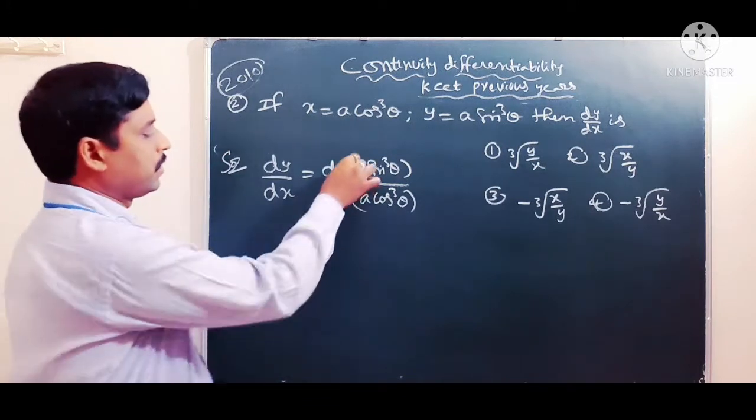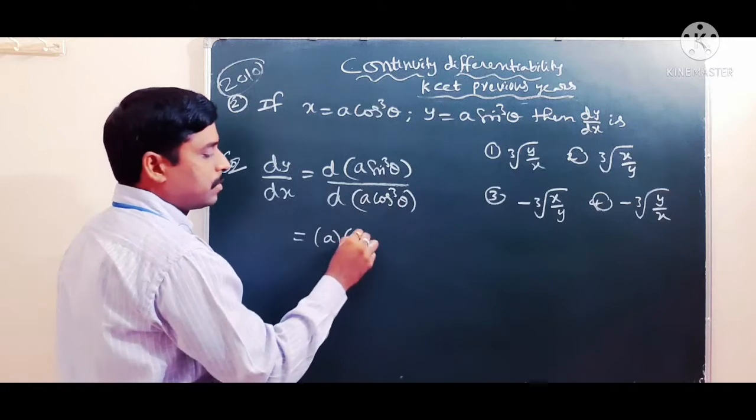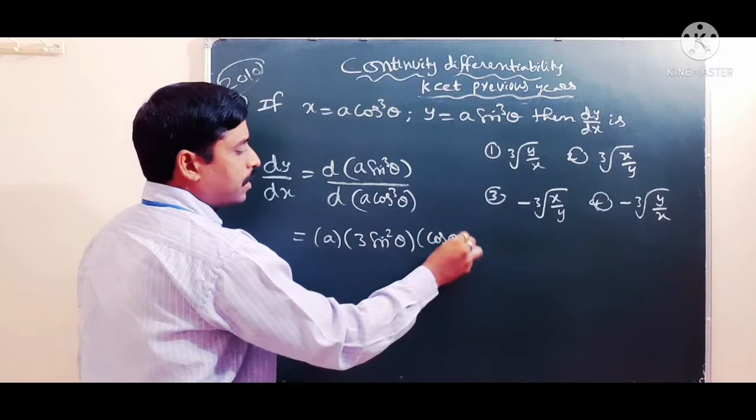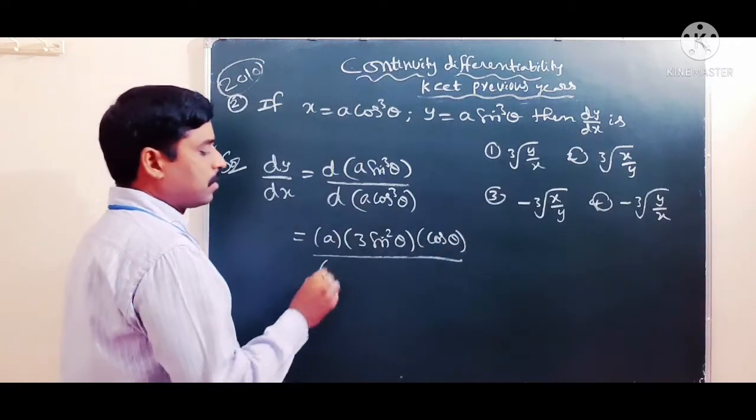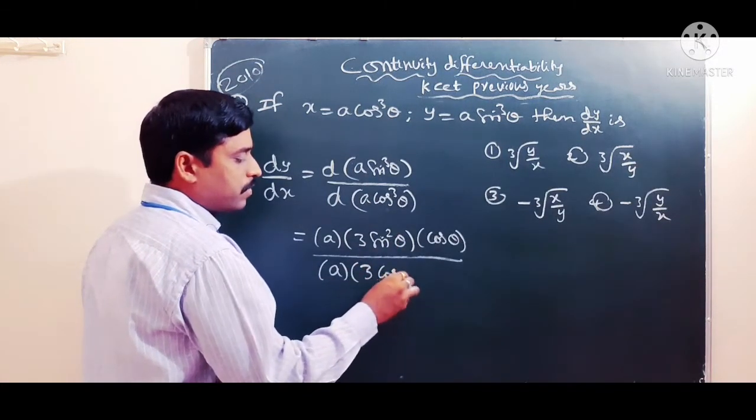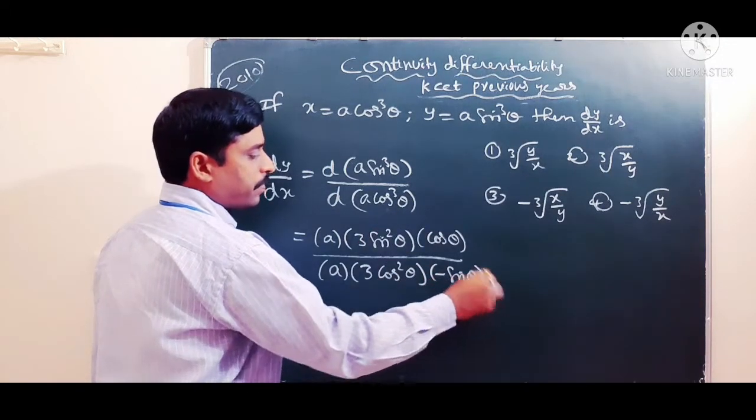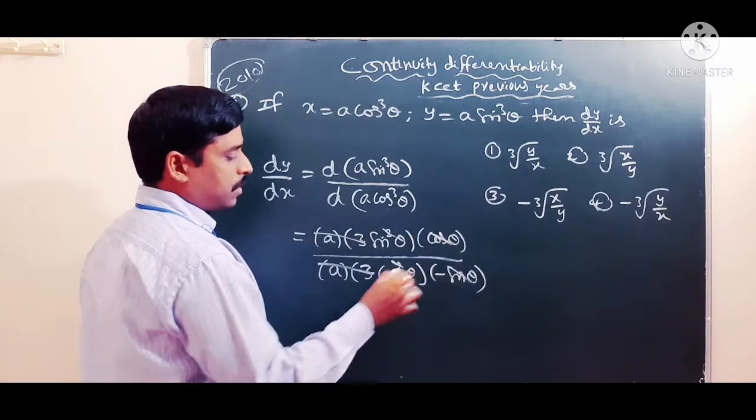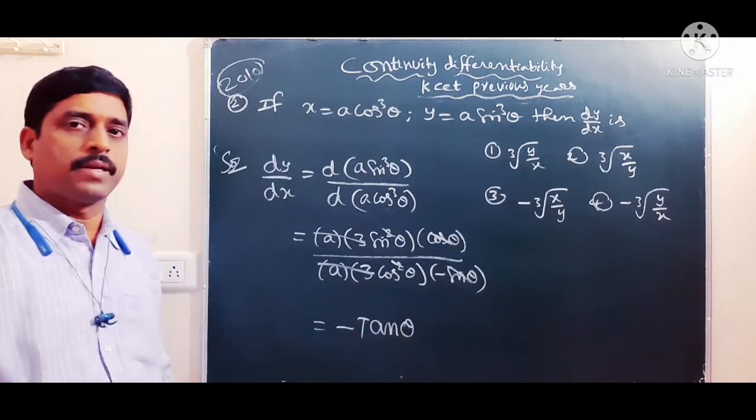In this, a is constant. Derivative of sin cube theta will be 3 sin square theta, but derivative of sin theta we get cos theta, so by using chain rule. In the denominator, a is constant, derivative of cos cube theta will be 3 cos square theta into derivative of cos theta, which is minus sin theta. So 3a gets cancelled, as well as sin and cos. This is minus tan theta. So dy by dx value is minus tan theta.